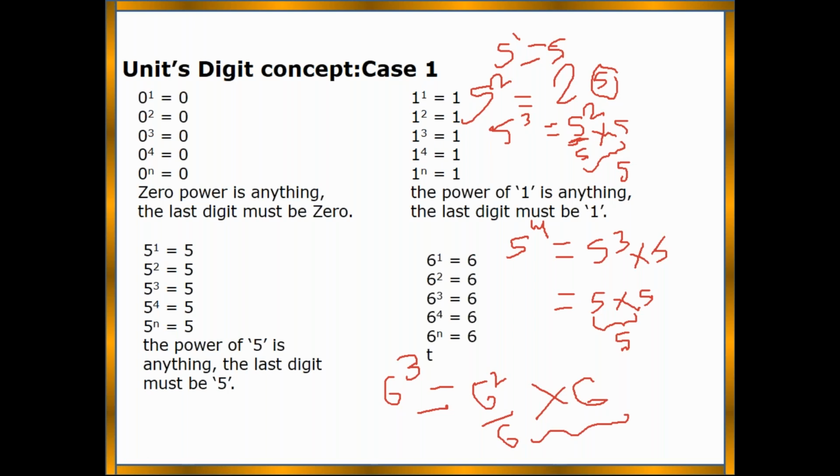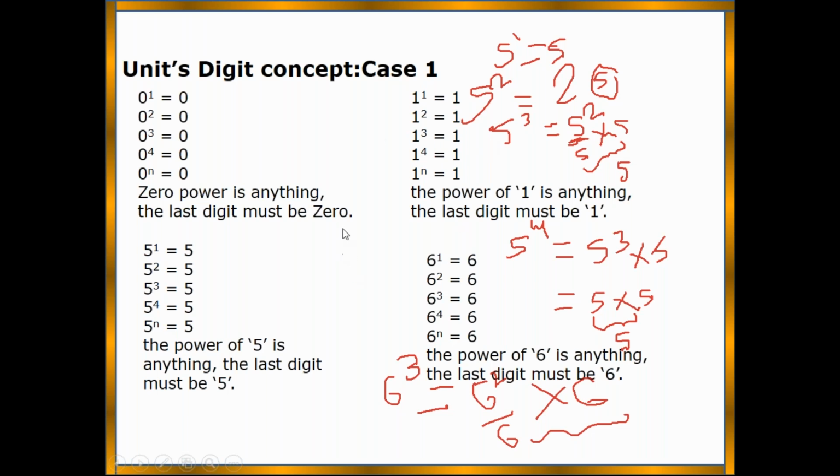So 0 power anything is 0. 1 power anything is 1. 5 power anything is 5. And 6 power anything is 6. So please note down if you want why the last digit is itself. So 0 power 0, 1 power 1, 5 power 5, 6 power 6. Hope all of you understood.